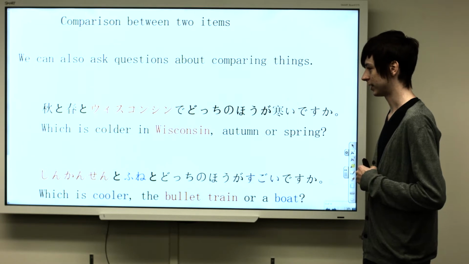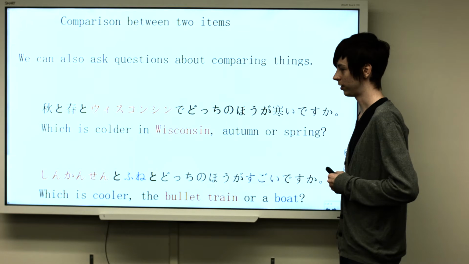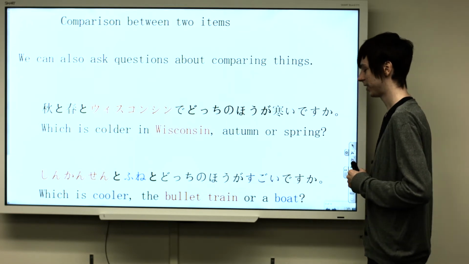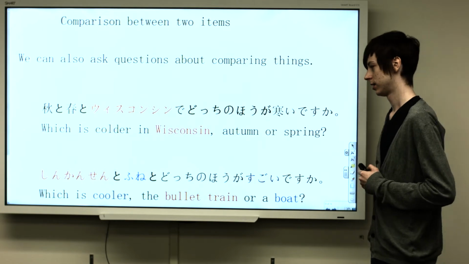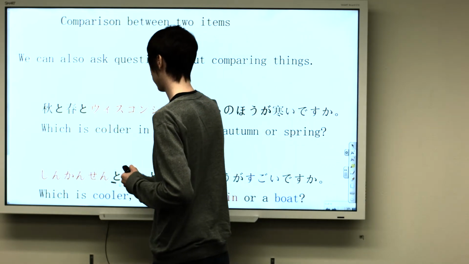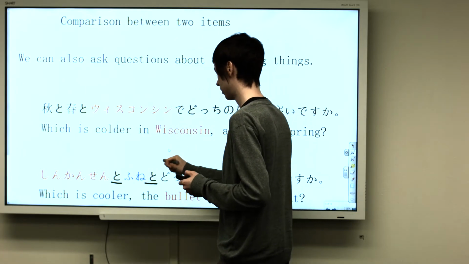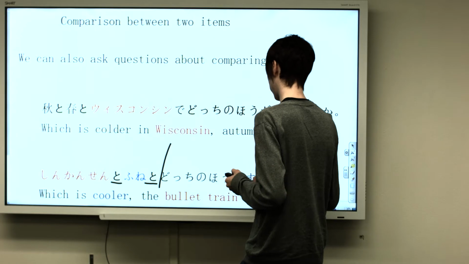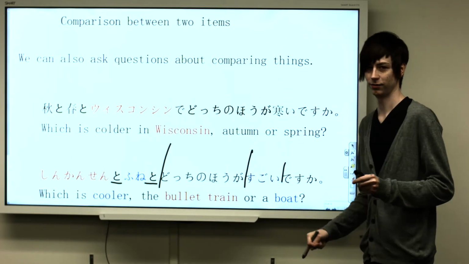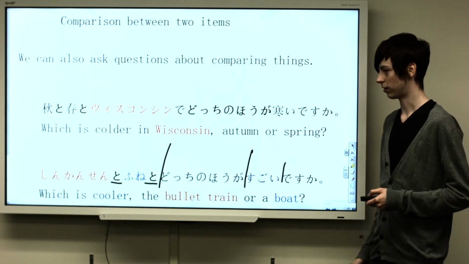Next one, Shinkansen to fune to dochi no hou ga sugoi desu ka? Which is cooler, the bullet train or a boat? So just as before, we use to to separate them. Shinkansen to fune to dochi no hou ga sugoi desu ka? Sugoi just means awesome or cool. So which one is the most cool or awesome?